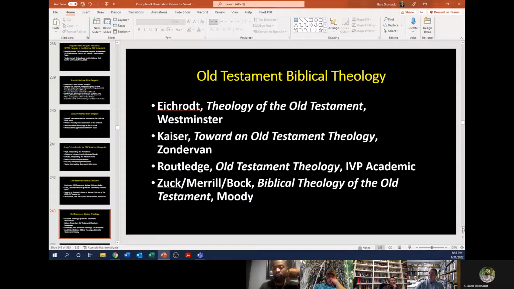Now, we'll talk more about biblical theology later, but I don't want to miss Kaiser's Toward an Old Testament Theology and Zuck, Merrill, and Bock's Biblical Theology of the Old Testament by Moody. All right, so understanding that theology is important.